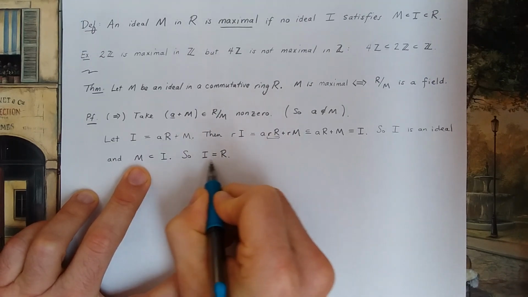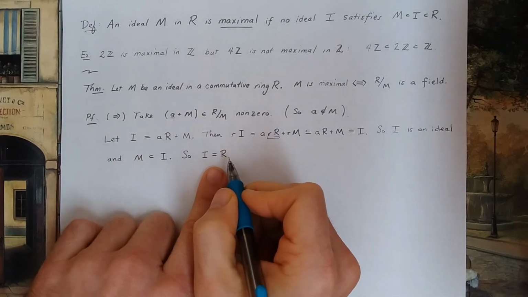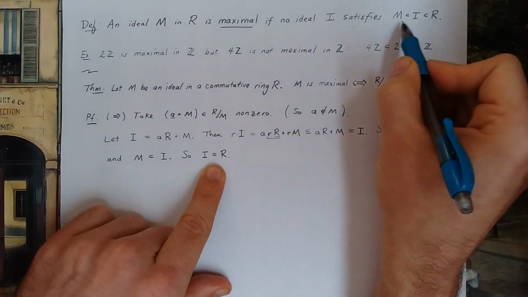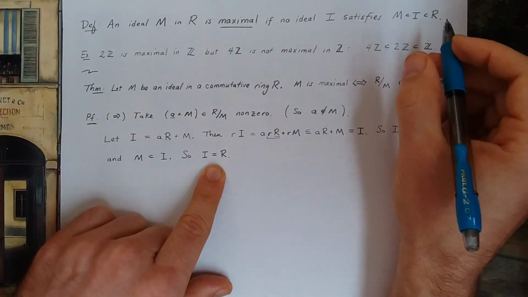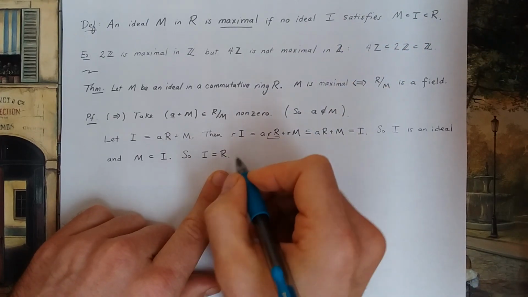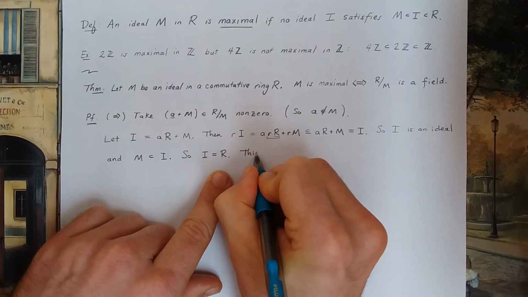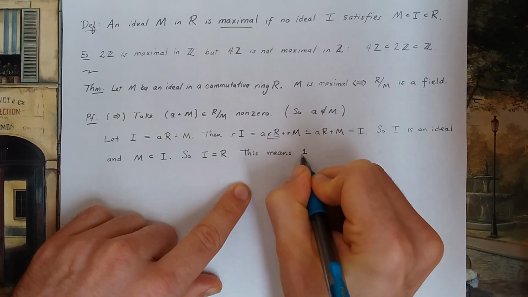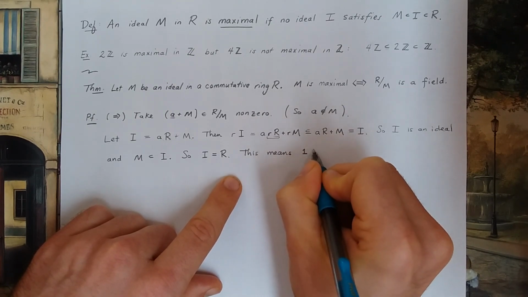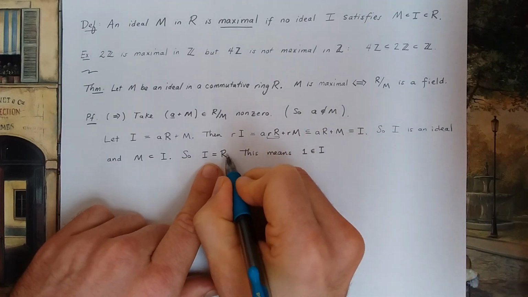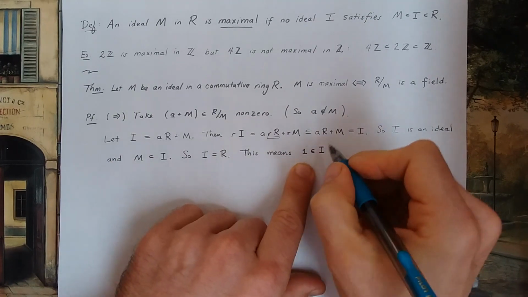Because if it wasn't the entire ring, if it were a proper subset of the entire ring, then I'd find an ideal I that satisfied this condition that I said no ideal could satisfy. So I is the entire ring. And what that means is the multiplicative identity 1 is in I. Everything in the ring R is in I, in particular 1.